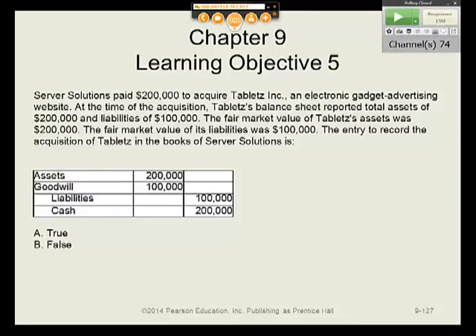Somebody has to buy them before that goodwill could be recognized. It has to be purchased. And then the liabilities are credited, and of course the cash paid for the transaction. So the purpose here was to make sure that we can calculate the goodwill.